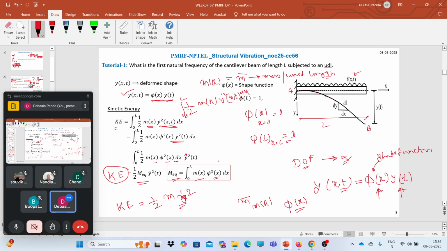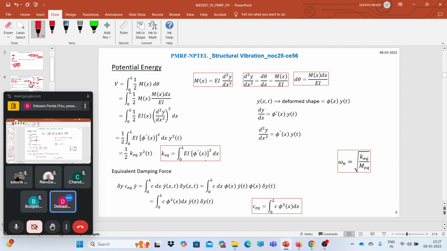So what will be the equivalent mass of a continuous system if we have the mass per unit length and the shape function associated with that dynamic problem? We can easily calculate the equivalent mass. Now this concept is important when we generalize the multi-degree of freedom system as a single degree of freedom system, and we try to calculate the natural frequency to understand what the deformed shape and the responses associated with that dynamic problem will be. Then we need to use that. So equivalent mass for a system, how? Mass per unit length multiplied by the shape function squared, integrated over the total length, will give us the equivalent mass of the system.